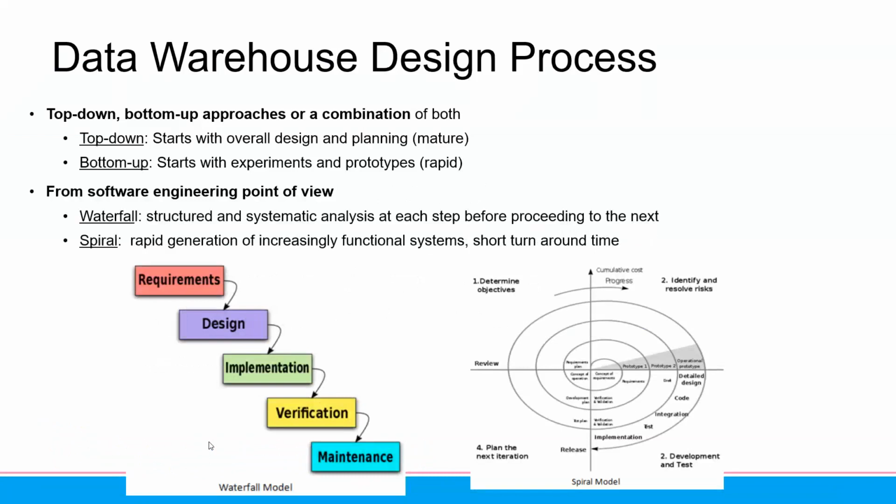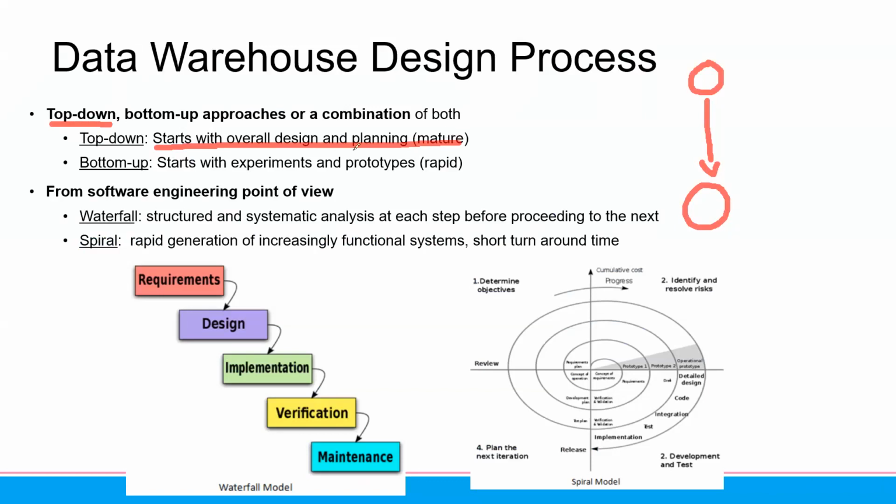When you design this kind of data warehouse, there are some approaches. We call it top down. I guess you know this terminology. Top down means from the top to bottom. Start with the overall design and planning. So it means you already know all the design and then you implement it.